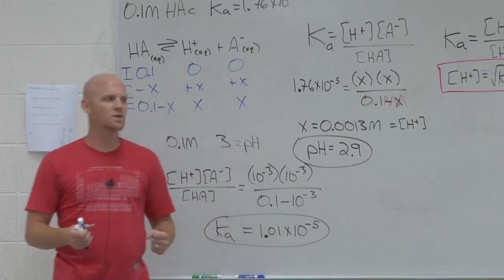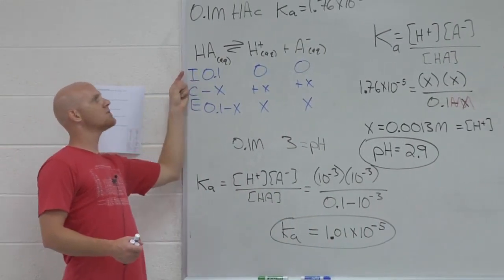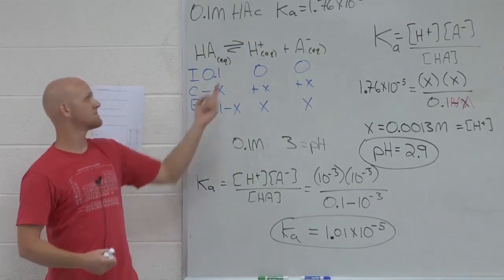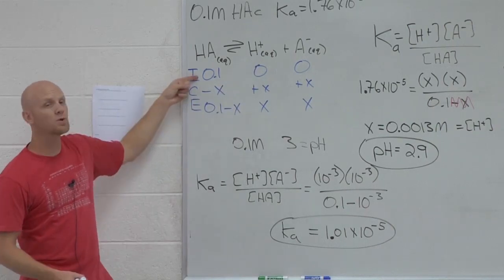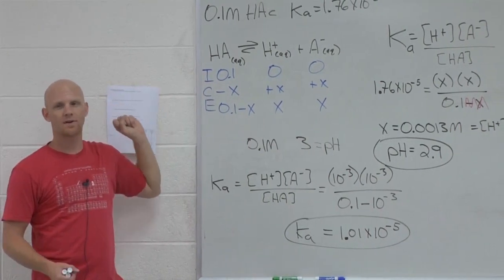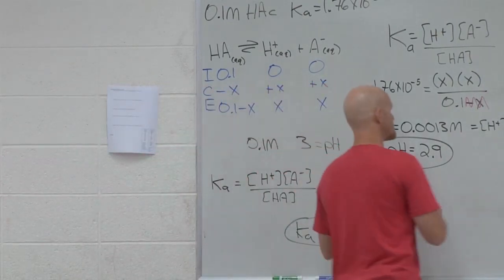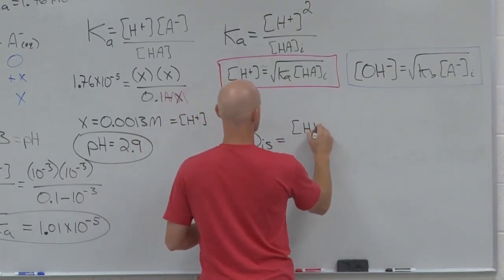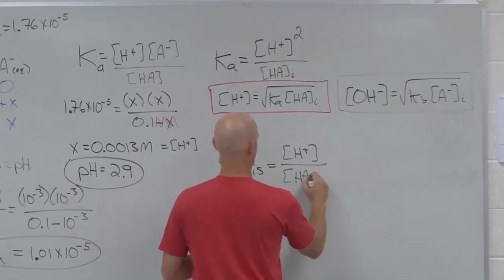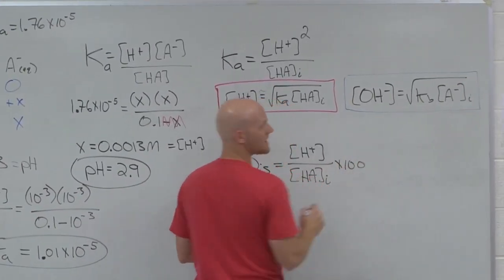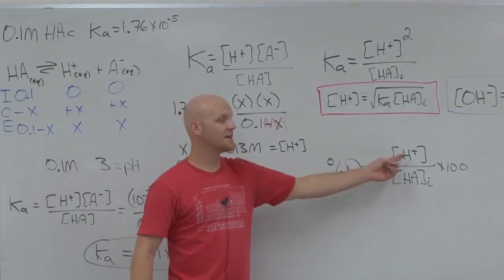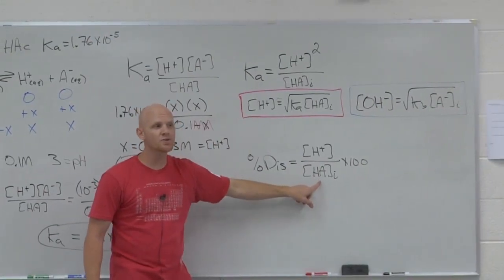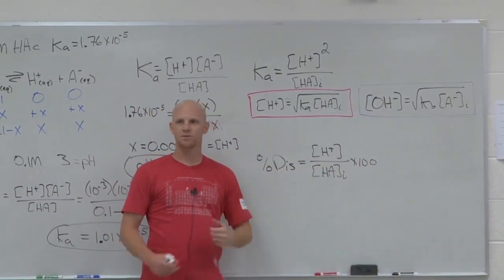So that's percent dissociation. For a weak acid, you take the amount that dissociated, which was X, and in this case that's equal to the H plus concentration. Divide it by the original total amount of acid, and then multiply by 100. Again, percent dissociation is part over whole times 100. In our case, this reduces to the H plus, the part that dissociated, over the original total acid concentration, times 100.